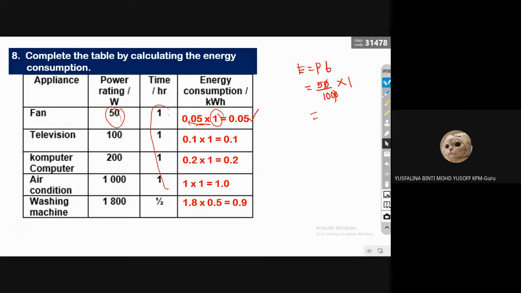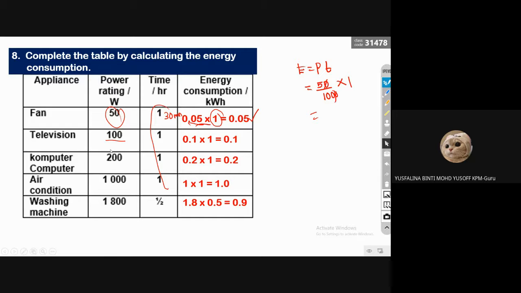Teacher, let's say they give you 30 minutes, they didn't give you in hour. Change to hour by dividing with 60. So you get 0.5 hour, right? Then the time is 0.5. So change to hour first. And this one is 100 watt. Change to kilowatt by dividing with 1000. You will get 0.1. But the time is already in hour, no need to change. So that times 1, you get 0.1.